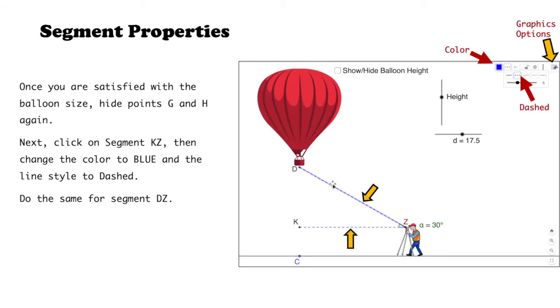Next, we'd like to change the line of sight to be a dashed blue line. Click on the segment, go to the top right corner, click the graphics option so it expands the menu, choose the color blue, and then select the line style and make it dashed. Do that again for the other segment.